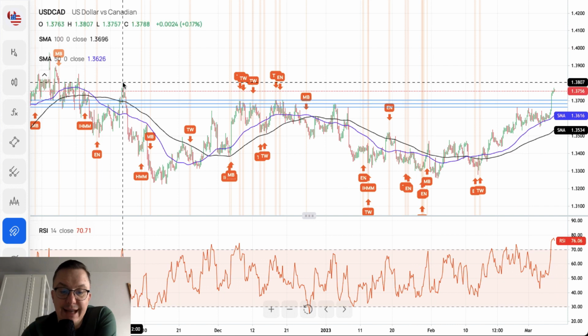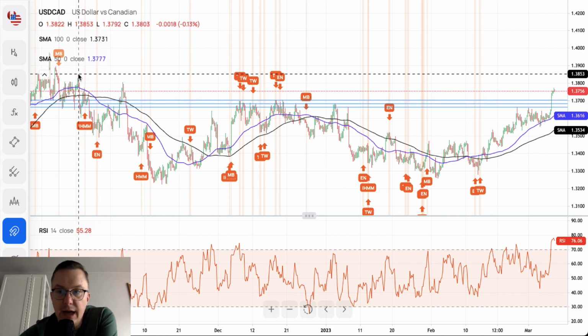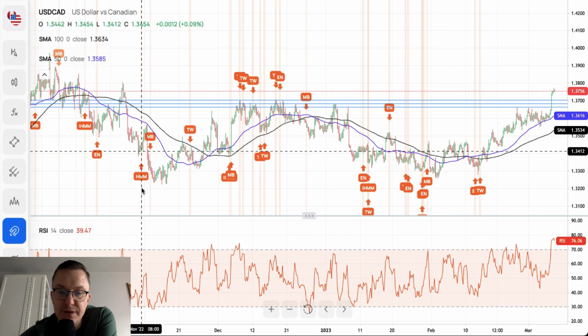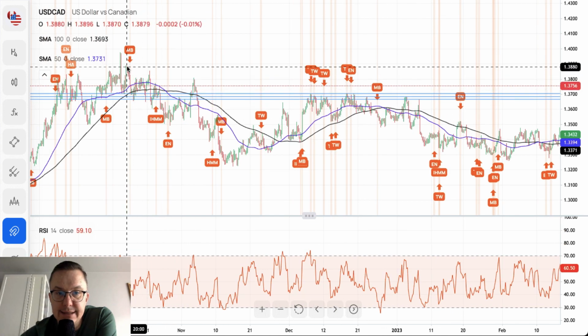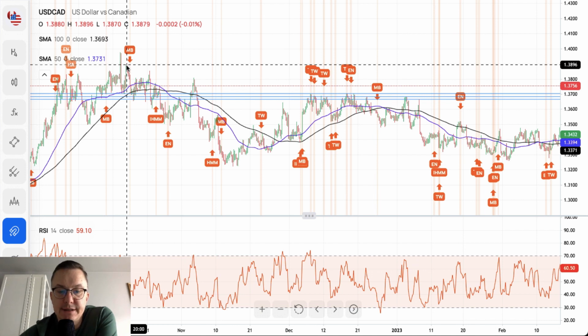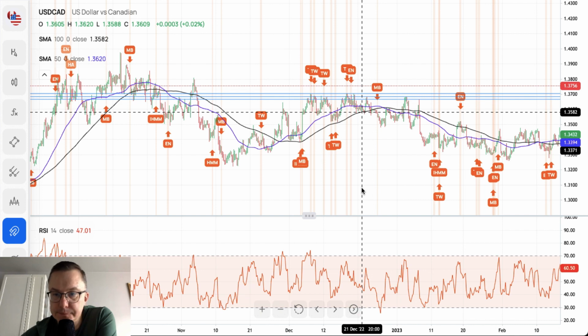What's the next target? The next target is the high from the 3rd of November 2022, located at 1.3807. Then there is another high, 1.3853, so not even 50 pips away. And the last high I can see is around 1.3890. This high is from the 14th of October 2022.